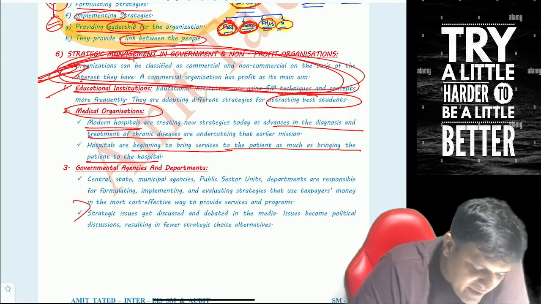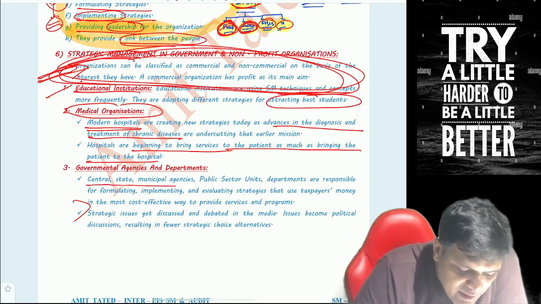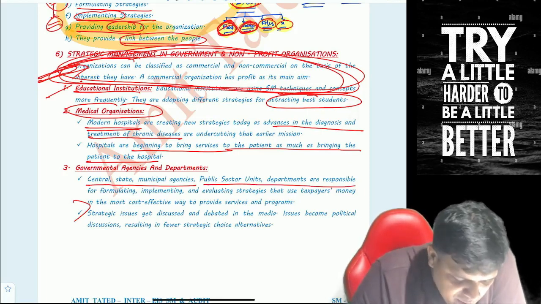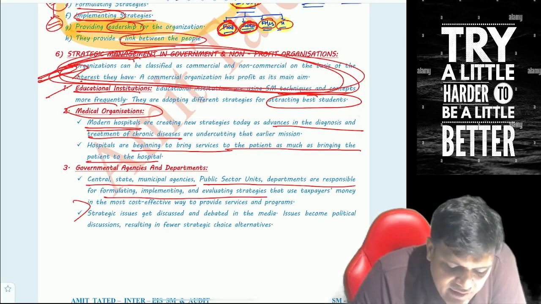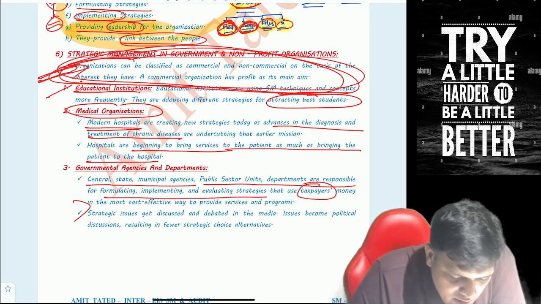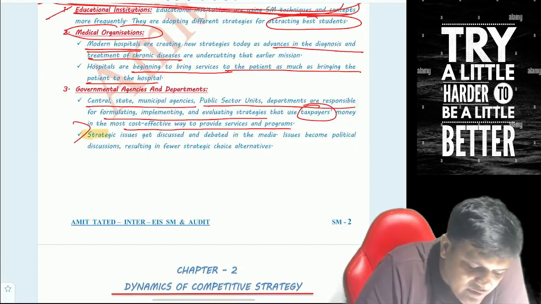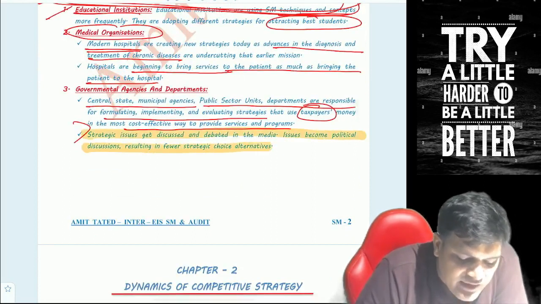And the last concept, government agency. I told you, central, state, municipal agencies like public sector units and departments are responsible for formulating, implementing and evaluating strategy that uses taxpayer money in the most cost-effective way to provide service and programs. Strategy issues are discussed and debated in media. Issues become political discussion, resulting in fewer strategic choices and alternatives.